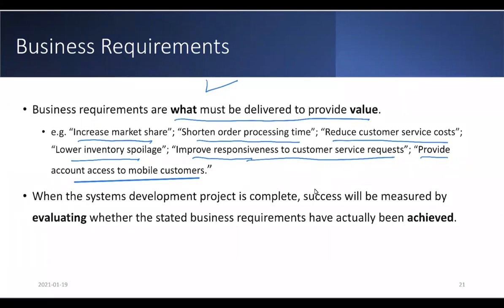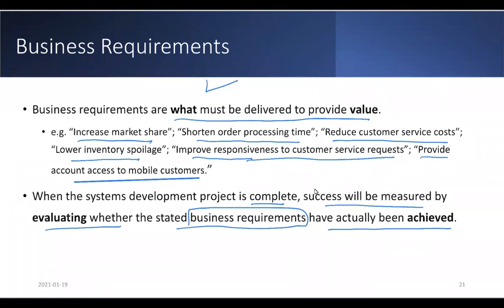When the system development project is complete, the success will be measured by evaluating whether the stated business requirements, so we have to state those requirements clearly, have actually been achieved or not. So we say the project is complete. When the project is complete, the success will be measured by mapping what we have described in the business requirement to what has actually been achieved.